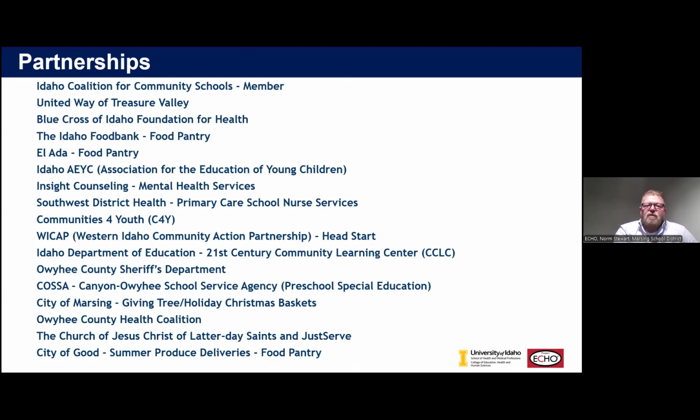And this is just a quick reference to, as we talked about our partnerships and people that we refer to when our needs develop. These are just a list of partners that we have and that we continue to access on a regular basis in order to address the needs of our students and the community overall.